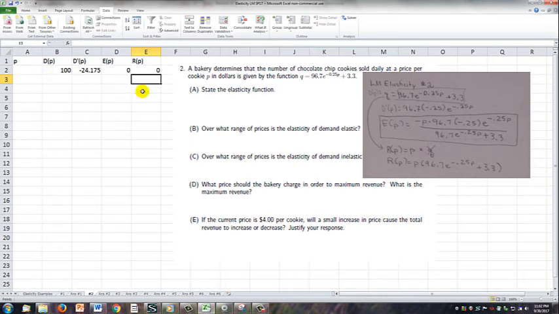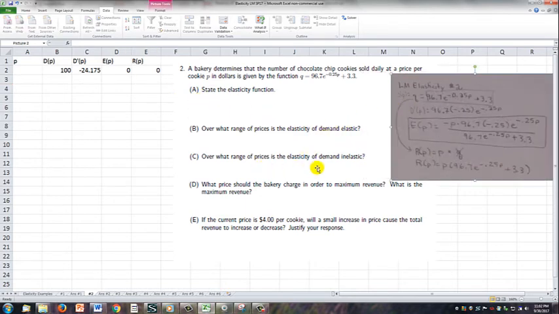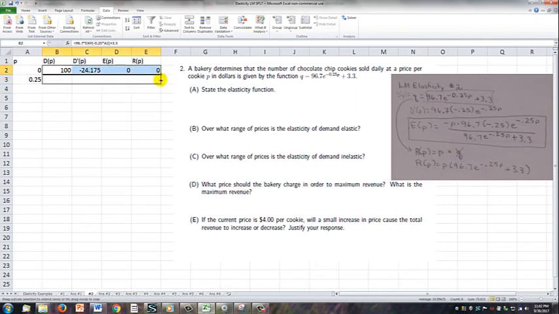And I want to know the range of prices. So I want to maybe look at some prices. You could just find the max revenue. But I'm going to do what we normally would think to do, and that is to put in sort of a range, or put in a domain. So we're talking about cookies. So I'm going to look at cookies in 25-cent increments, cookie prices.